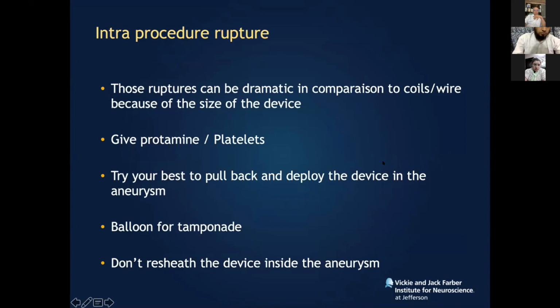to reverse the patient and try your best to pull back and deploy the device in the aneurysm. And this we learned the hard way. Sometimes you tend to pull or resheath the device quickly, but if you have an intra-op rupture, it's very important to stay calm. If you have a balloon, great, you inflate your balloon and try to manipulate. And then it's very important to pull back your web and try to keep it in the aneurysm regardless.